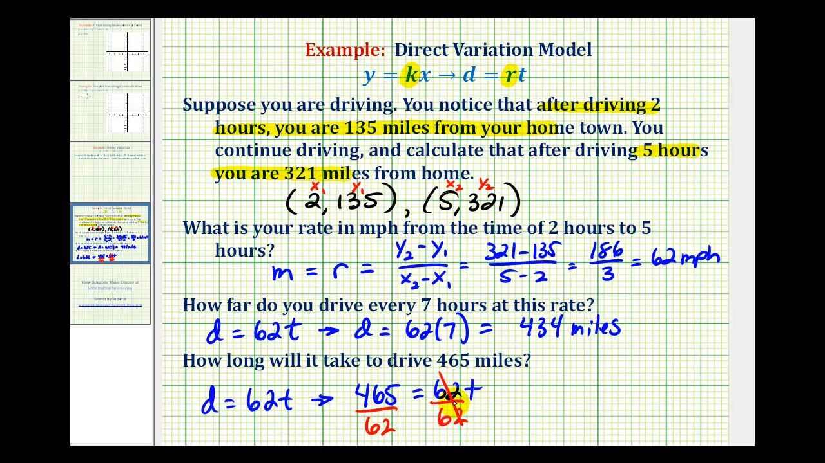So the time in hours would be equal to this quotient here, which comes out to 7.5. And this would be in hours. So it takes 7.5 hours to drive 465 miles if the rate is 62 miles per hour. And that's going to do it for this example.